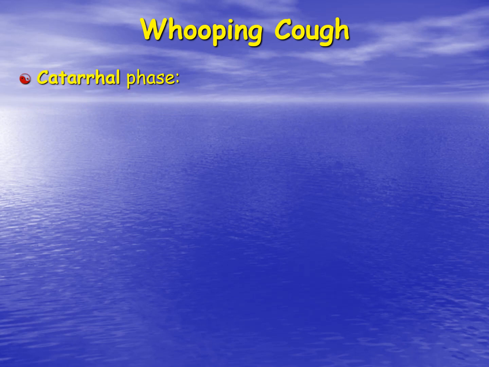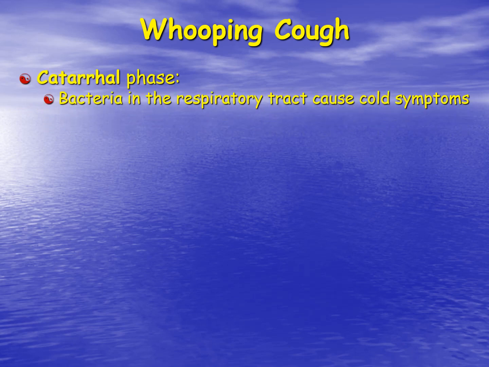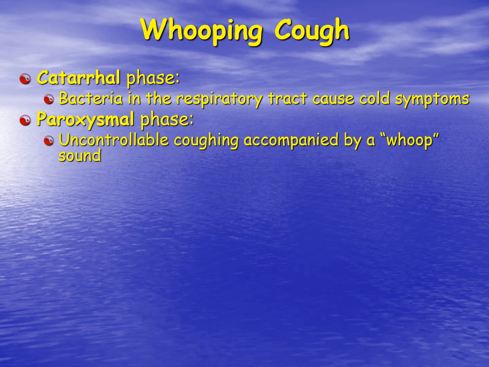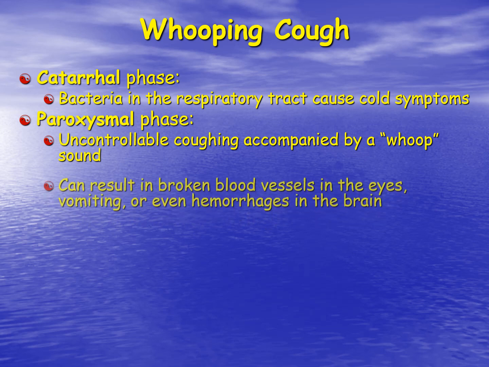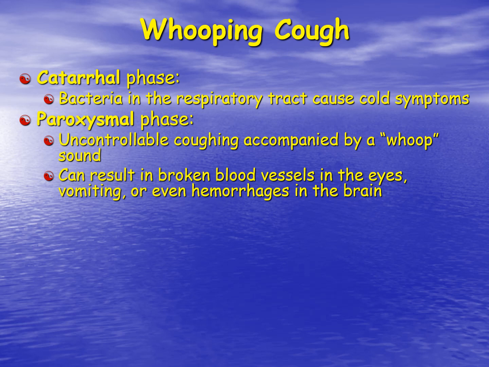Now, whooping cough. The catarrhal phase is when the bacteria in the respiratory tract causes cold-like symptoms. The paroxysmal phase is the uncontrollable cough accompanied by a whoop sound. Oftentimes, we can actually make a diagnosis of whooping cough simply by hearing the individual cough. This coughing can actually result in broken blood vessels in the eye. It can cause vomiting or even hemorrhages in the brain. These coughing episodes can just be so severe and so dramatic that we can actually break blood vessels.